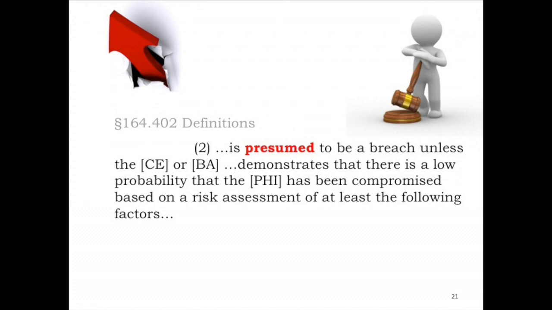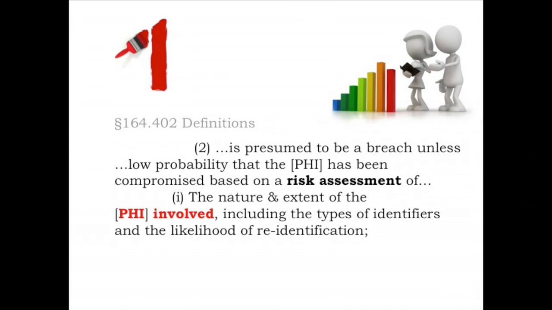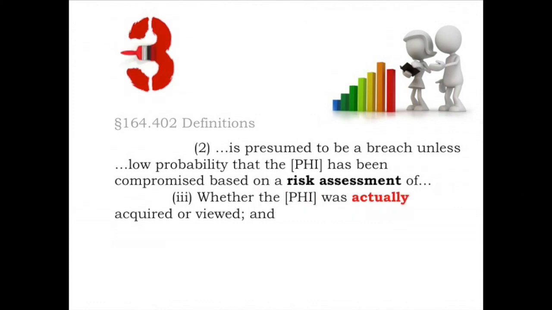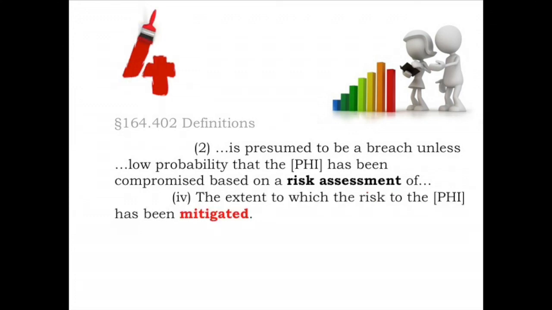If there's no exclusion, then a breach is presumed unless the 4-step analysis proves otherwise. The first step is to examine the nature and extent of PHI involved. Second, examine the person who used or received PHI without authorization. Third, estimate the likelihood that PHI was actually acquired or viewed. And fourth, assess the extent of mitigation already accomplished.